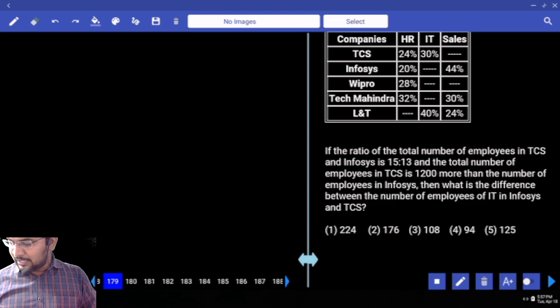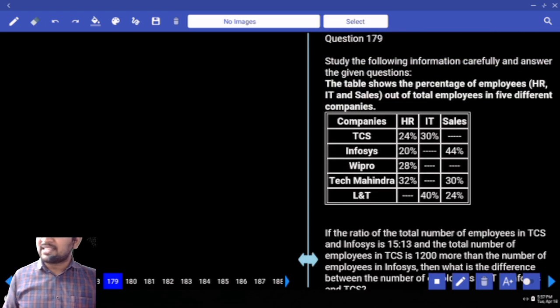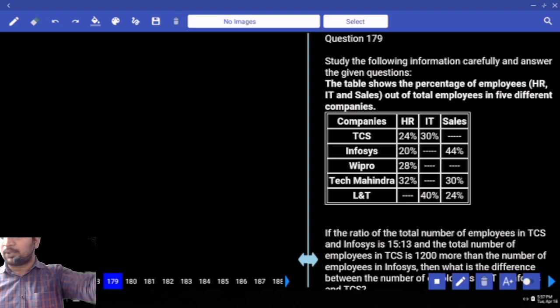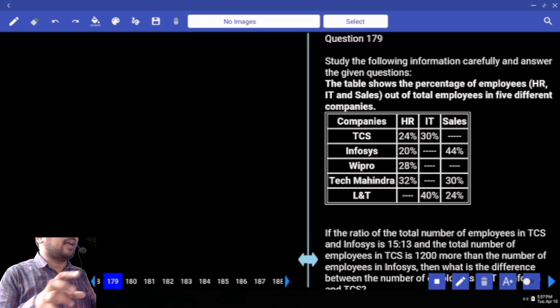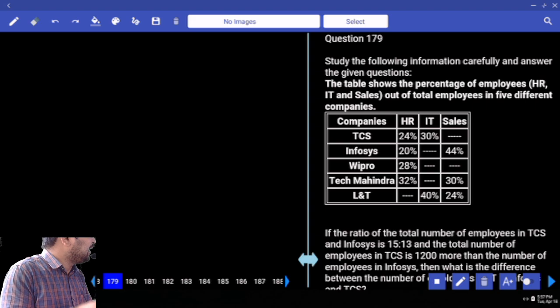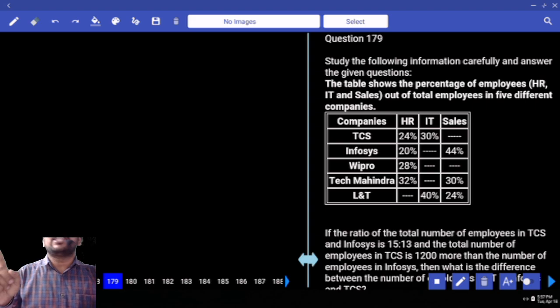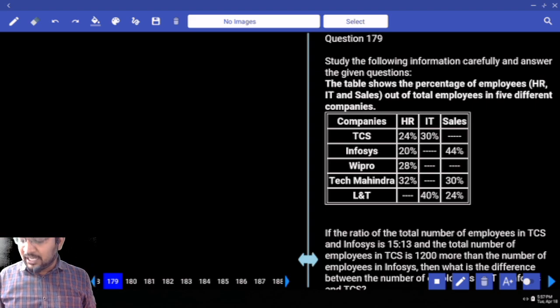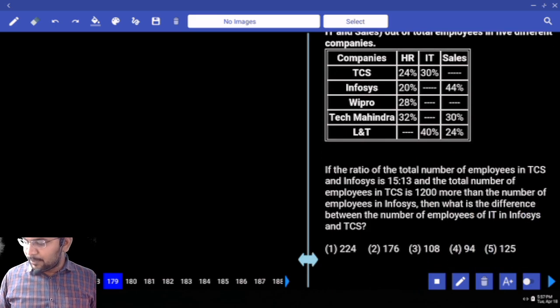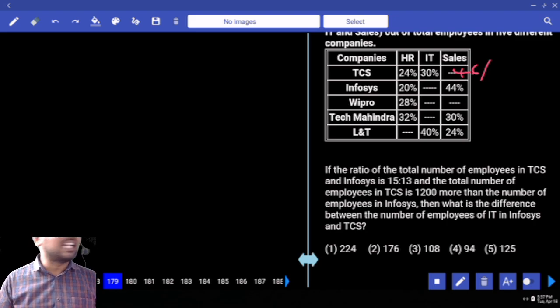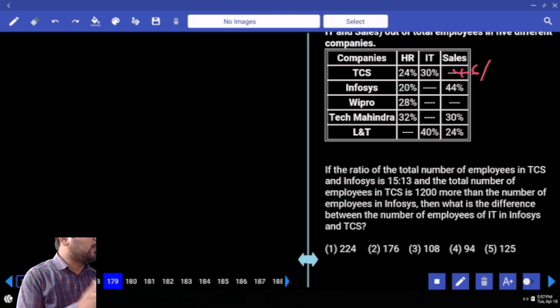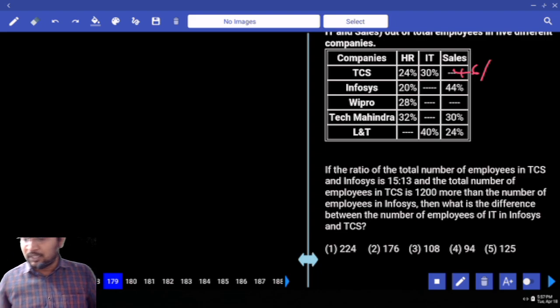So first of all, what data is given? The table shows the percentage of employees in HR, IT, and sales out of the total employees. Out of the total employees, HR, IT, and sales together is 100%. 24 plus 30 is nothing but 54. The remaining is like that. Wherever it is required, you have to solve. Is all of it clear? So there is no need to fill in immediately. The total employees is nothing but 100%. Are you clear? If you know that logic, the questions are very easy for you.